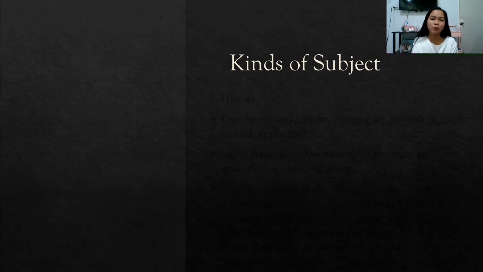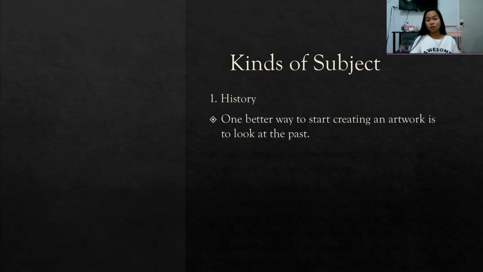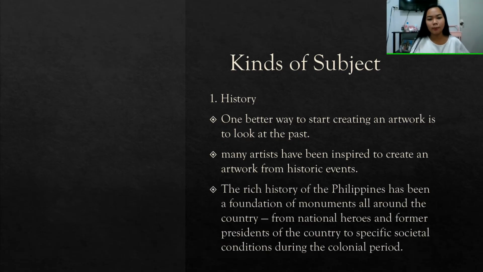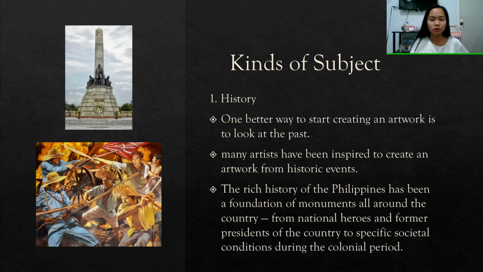Now, let's move on with the kinds of subject. So earlier, that was the source of subject, where we can be inspired or get a subject. Now, what are the types of the subject itself? So the first one is that a subject could be history, or one better way to start creating an artwork is to look at the past.